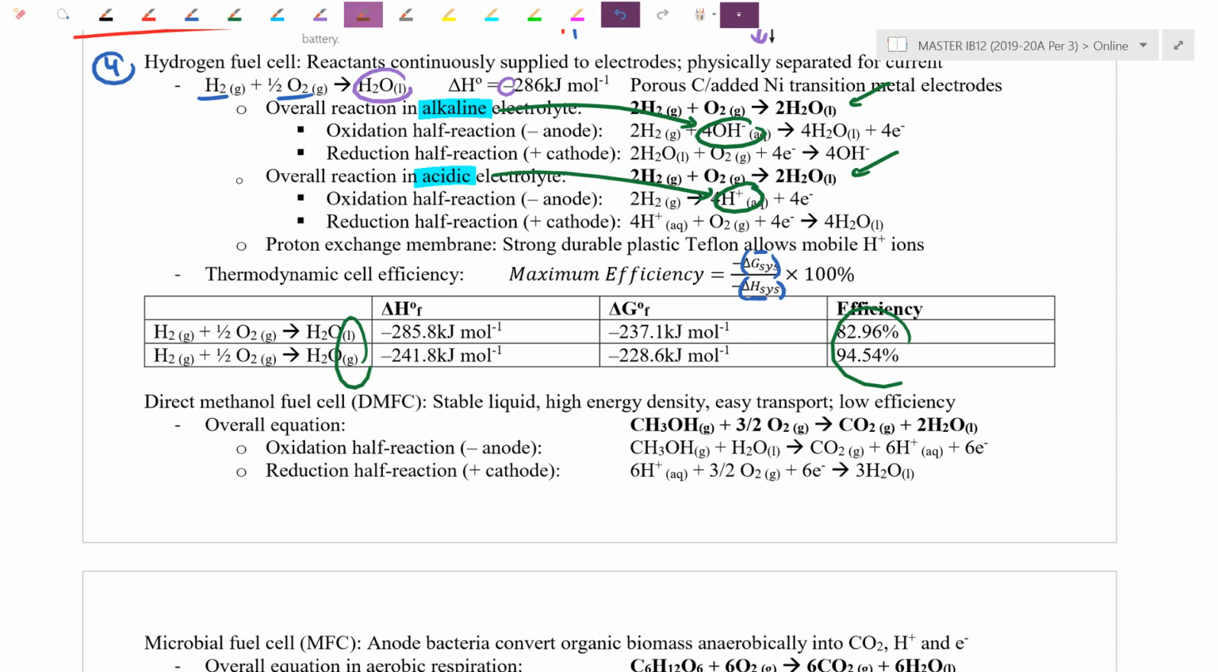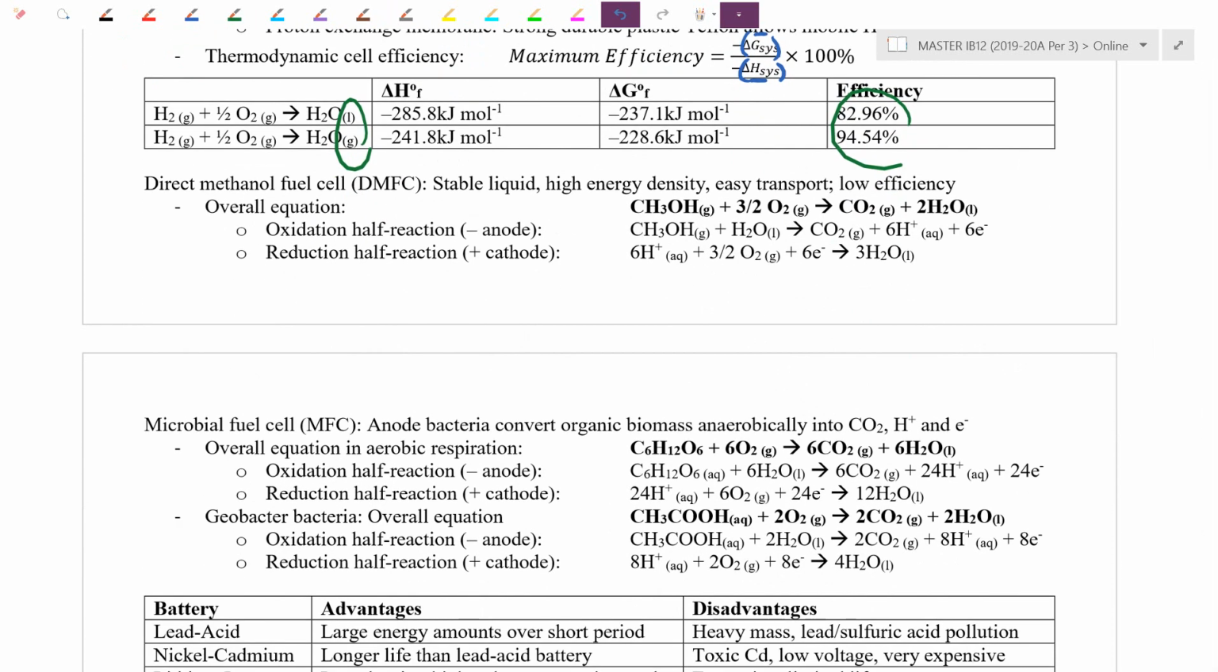There are a few last battery cells here just to finish off this lesson. We have a direct methanol fuel cell, the DMFC. Methanol is nice because it's a very stable liquid to work with. We already saw it being used in biofuels in an earlier section. In this case, it represents the combustion of methanol, CH3OH and oxygen, the burning of it. Again, they separate the anode and the cathode reaction for you. It's not just hydrogen as a fuel cell, we can even use methanol as a fuel cell.